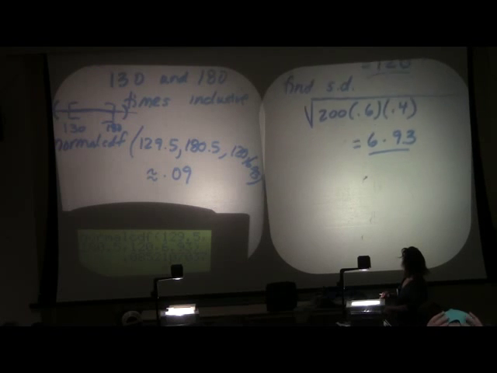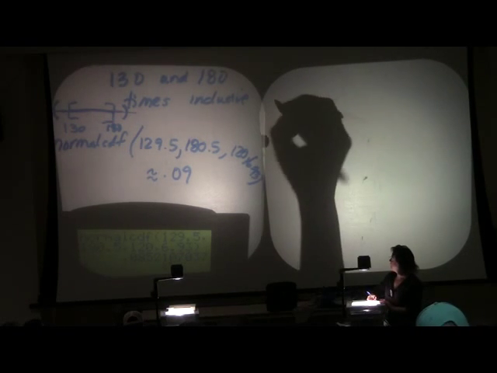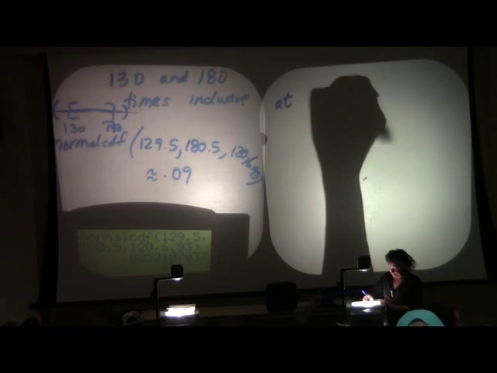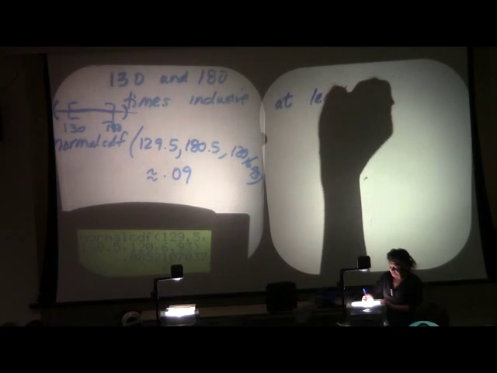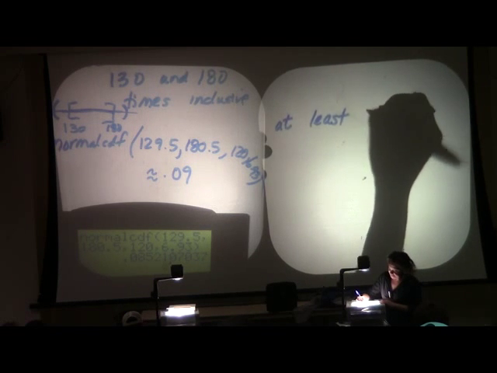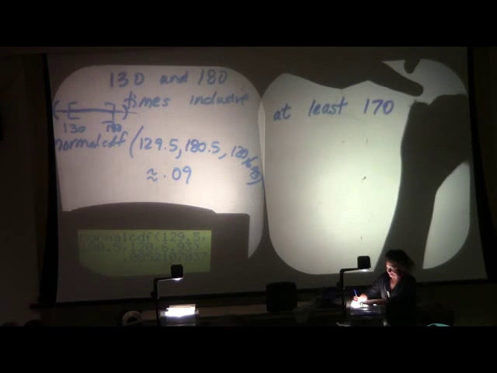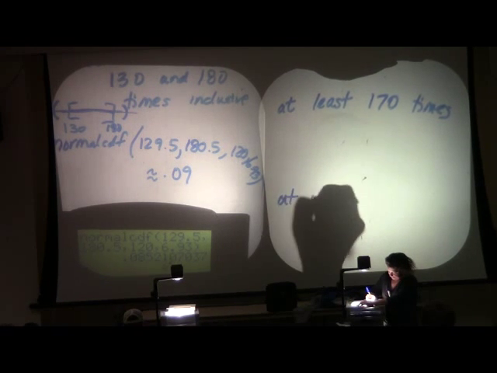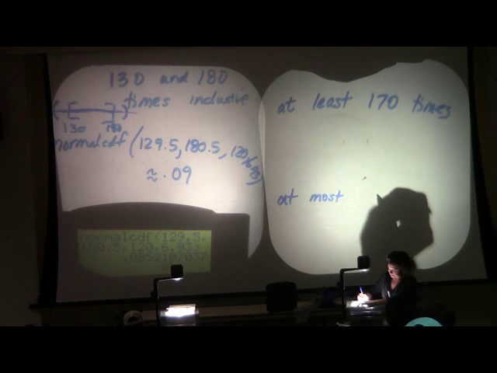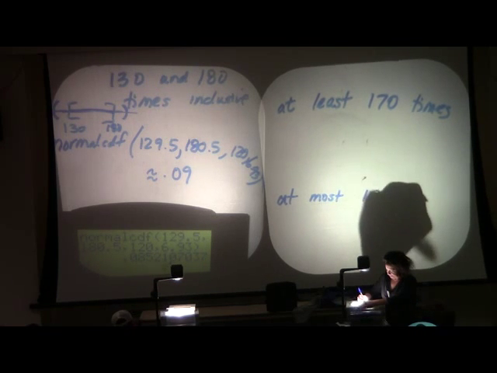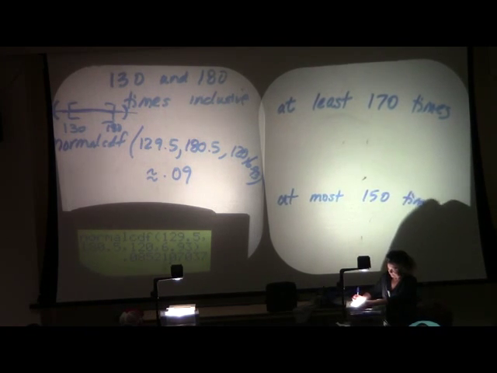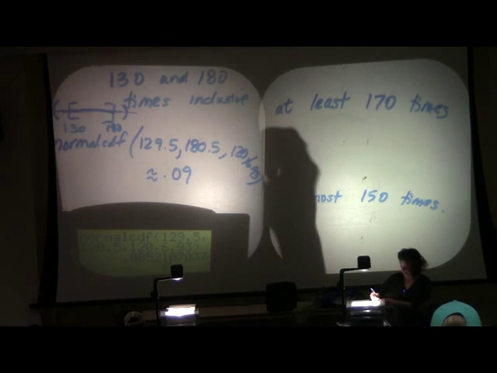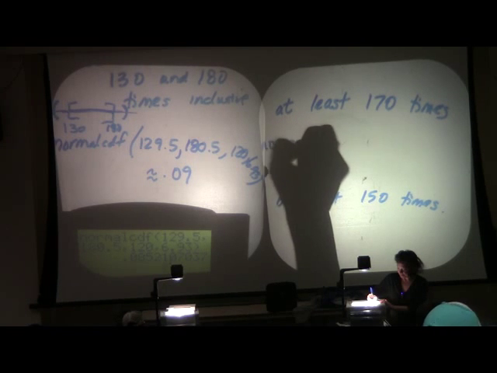What if I want to find the probability of him hitting the target? Let's just set these up. At least 170 times. And then let's set this one up. At most, who cares? 150. What I want to be sure you guys can do is figure out the bumps.